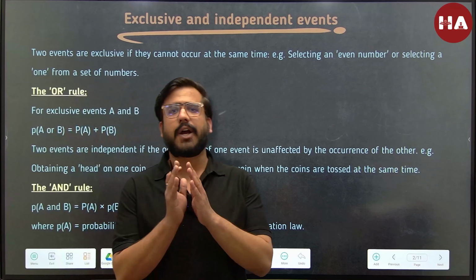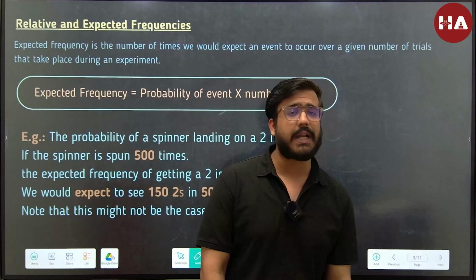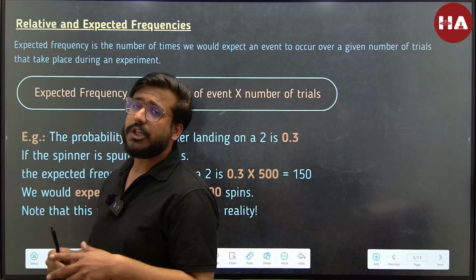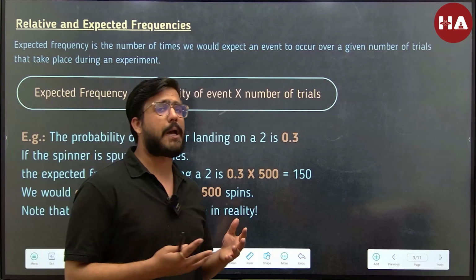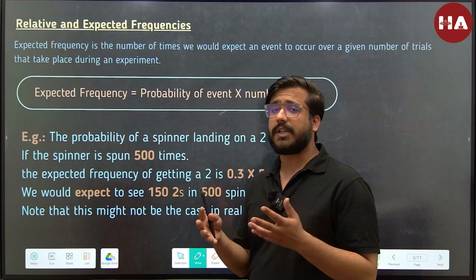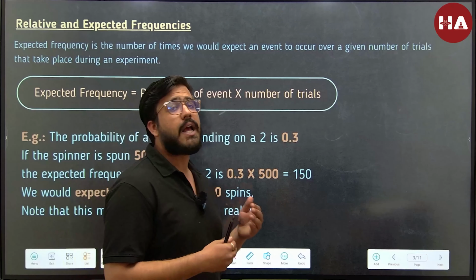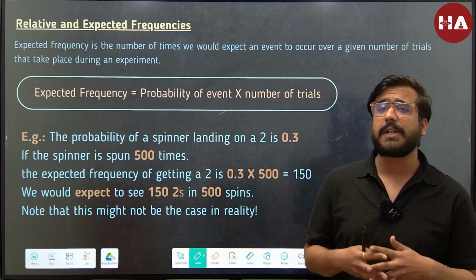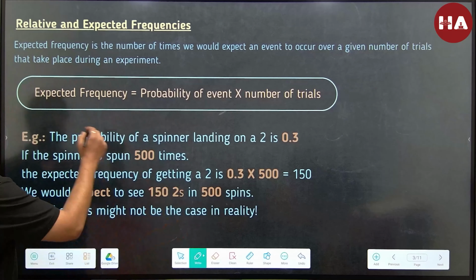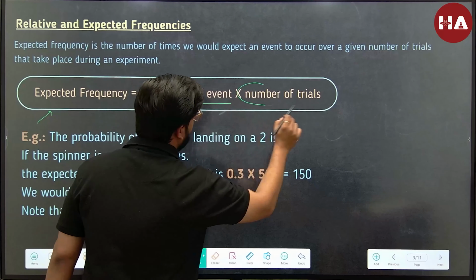Okay students, I hope you have noted the AND and the OR rule. Now let's move forward and understand the concept of relative and expected frequency. Suppose you have been given a probability for an event, say 0.3, and the same experiment is repeated n number of times. Then the relative or expected frequency is given by the formula involving the probability of the event and the number of trials.